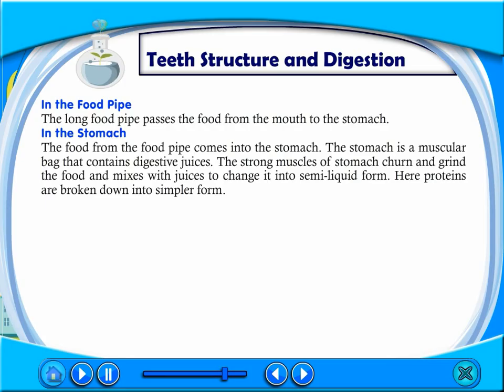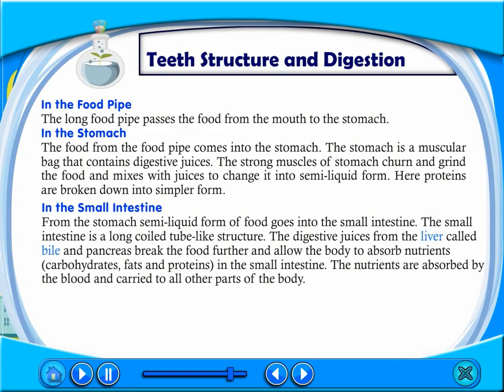In the stomach, the food from the food pipe comes into the stomach. The stomach is a muscular bag that contains digestive juices. The strong muscles of the stomach churn and grind the food and mix it with juices to change it into semi-liquid form. Here, proteins are broken down into a simpler form.